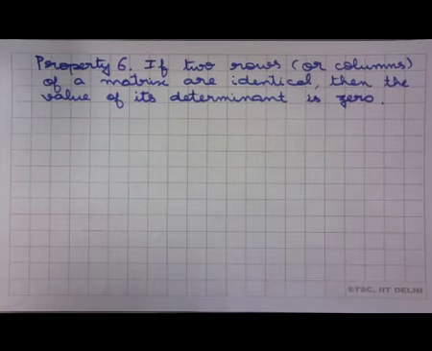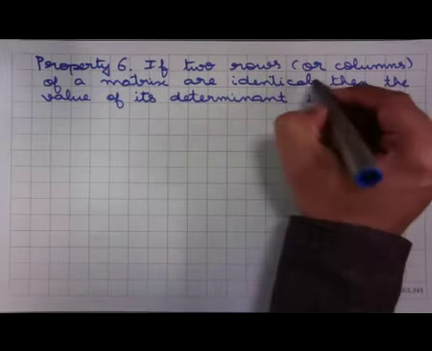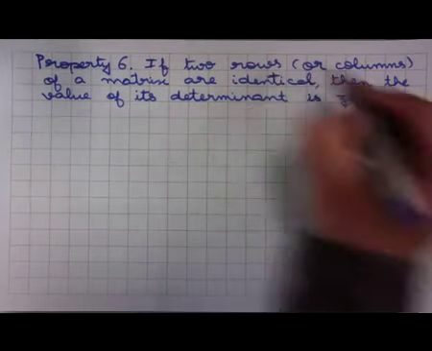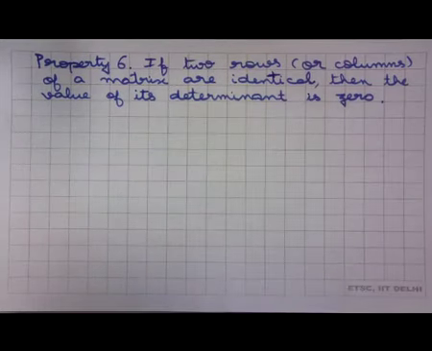Okay. So, if two rows or columns of a matrix are identical, then the value of its determinant is 0. Right. But how do we show this? Of course, we could look at some examples, but more interestingly we could use a property we saw earlier. How? Well, let us say we have a general square matrix A.